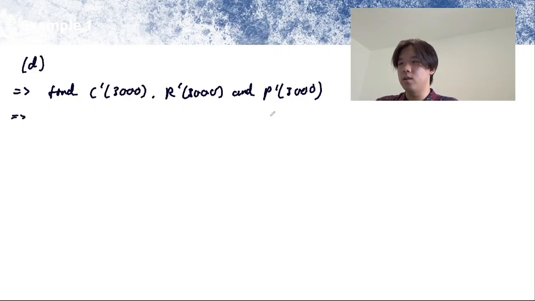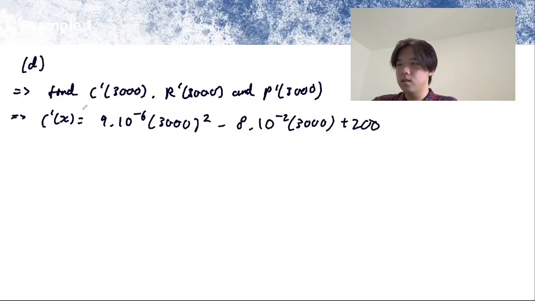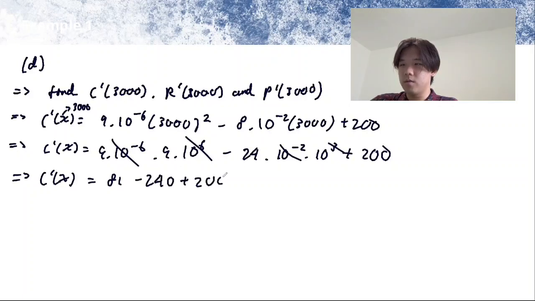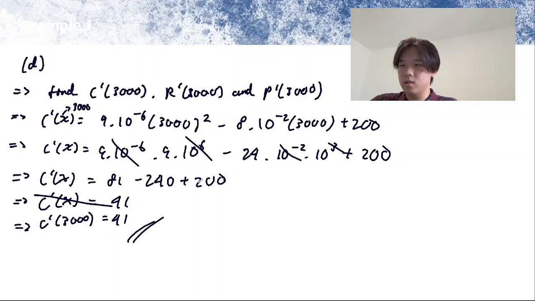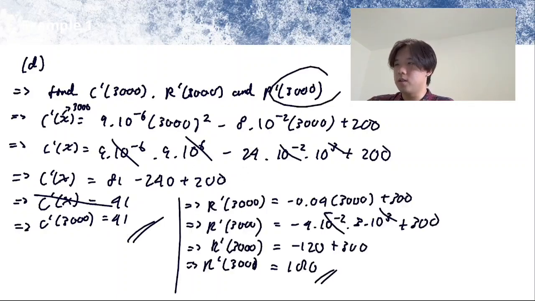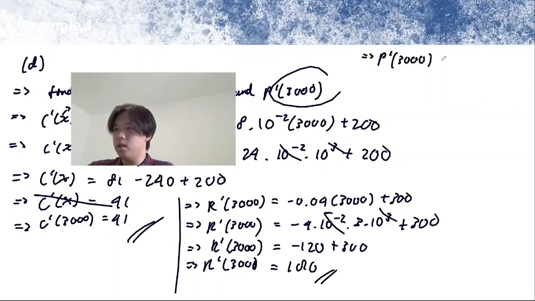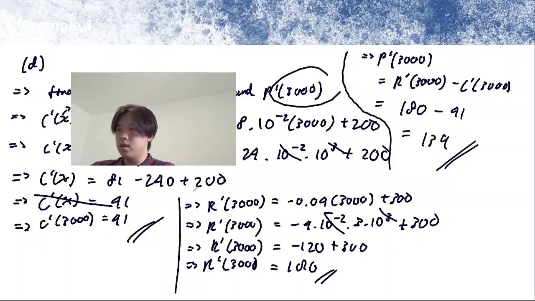In section D, we have to find the marginal cost with the value 3,000, the marginal revenue with 3,000, and the marginal profit with the value x equals 3,000. We insert 3,000 inside the marginal cost function: 81 minus 240 plus 200, and it will result in 41. I'll write this down in a better way: C'(3,000) equals 41. To find the profit function, we write it down as P'(3,000), which is the same as the function of R, 3,139.